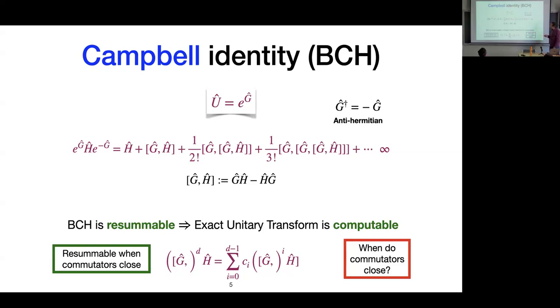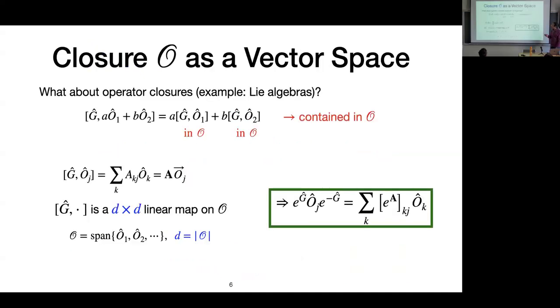So let's look at this particular case when there's a resummation. This resummation becomes possible when the commutators close, and the higher commutators are equal to a sum of lower commutators. So one could ask, when does such a situation occur? When is this commutator expression closed? Before looking into that, let's ask another question.